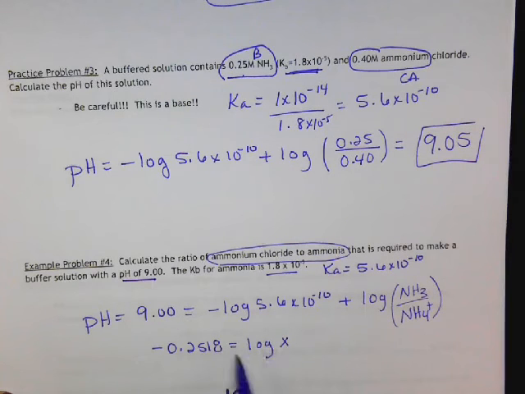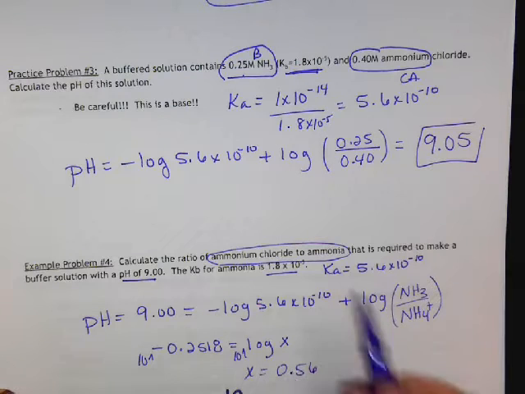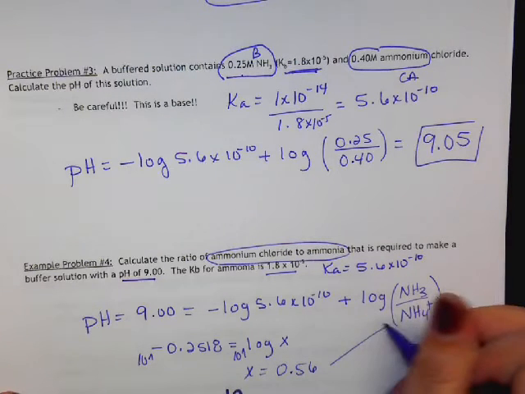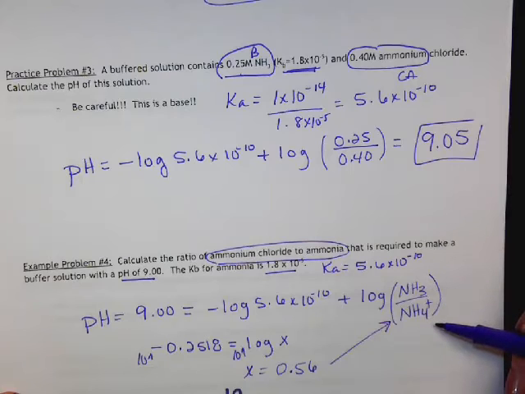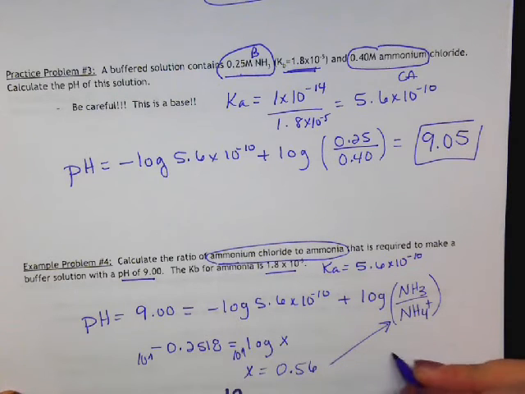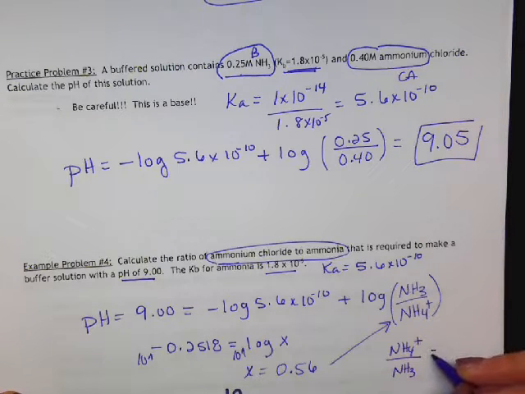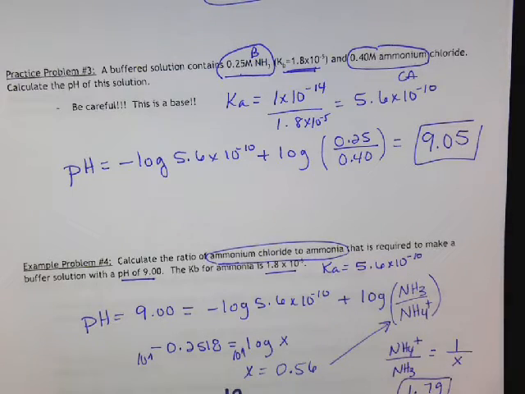So to get rid of this, we do inverse, which is 10 to the, right, or second function log for that answer, and we would get that x is equal to 0.56. Now, this is equal to this ratio, which is NH3 over NH4 plus. And this asked us for the ratio of NH4 to ammonia, right? So the difference there is just the reciprocal. So this would be equal to 1 over x, right? So we just do 1 over x, and we get the ratio that they actually asked for is 1.79. Okay.